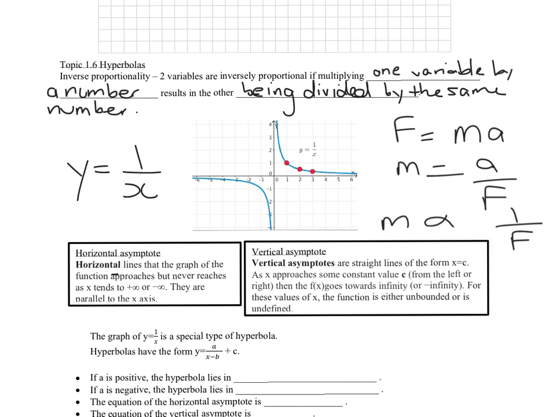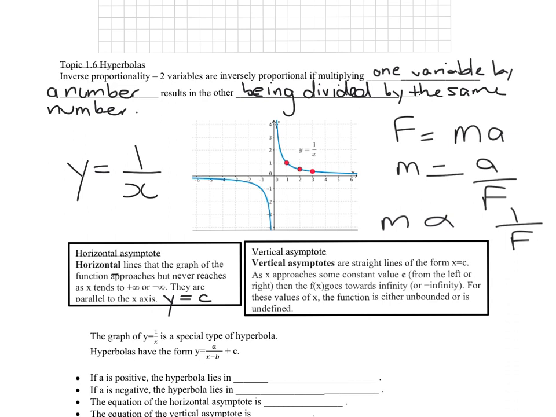And then a vertical asymptote is exactly the same thing. They're straight lines of the form x equals something, whereas a horizontal asymptote would be a straight line of the form y equals something. But as x approaches this constant value, so in this case as x approaches 0, then f of x or y goes towards infinity, and it goes up and up, but it will never actually cross. Okay? So for those values of x, say at x equals 0 in this case, we say that the function or the y value is unbounded or undefined. We do not define the function at that point because there's asymptotes here.